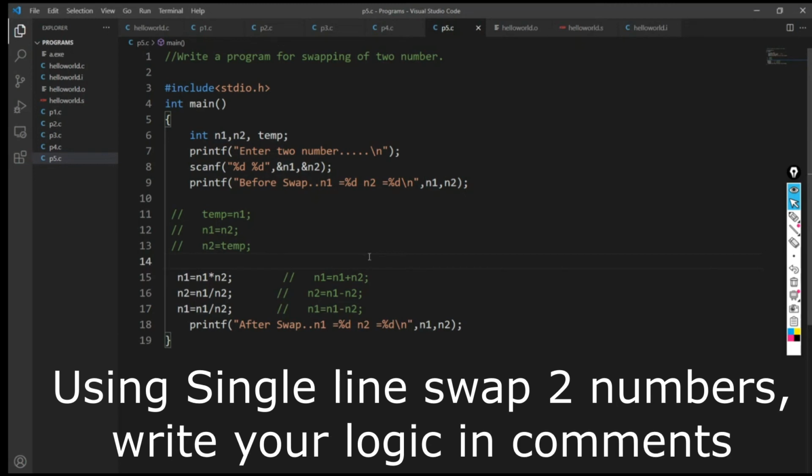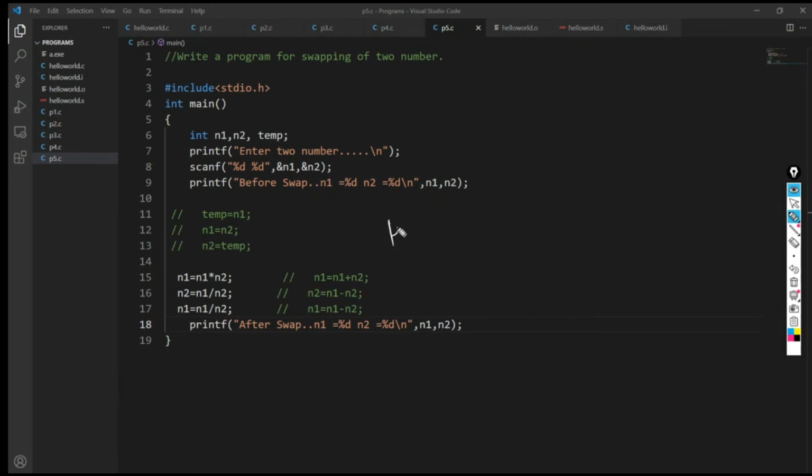This is your homework. I will give the solution on Monday: how to swap two numbers using a single line. So this is your homework. You have to think this weekend how I can swap two numbers using a single line only. For that you have to use these operators only, subtraction and addition only. This is the hint I have given you. So you have to try by yourself how you can swap two numbers using only a single line.